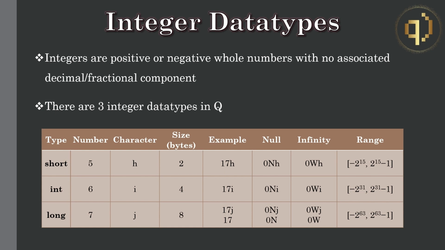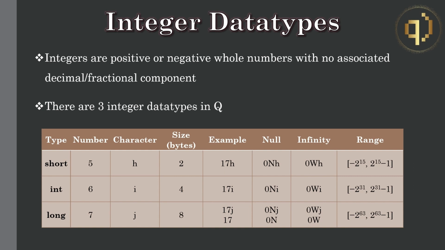The int data type is a 32-bit or 4-byte integer value. In Q, an int can be identified with a trailing I character suffix. For example, 17I is the int 17. Int values can range from -2 to the power of 31 up until 2 to the power of 31 minus 1.